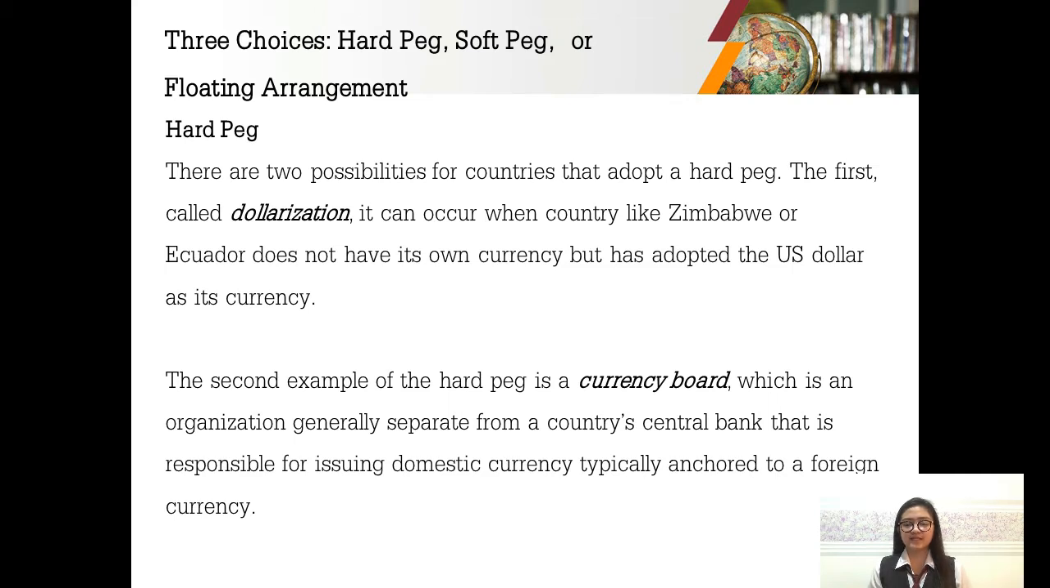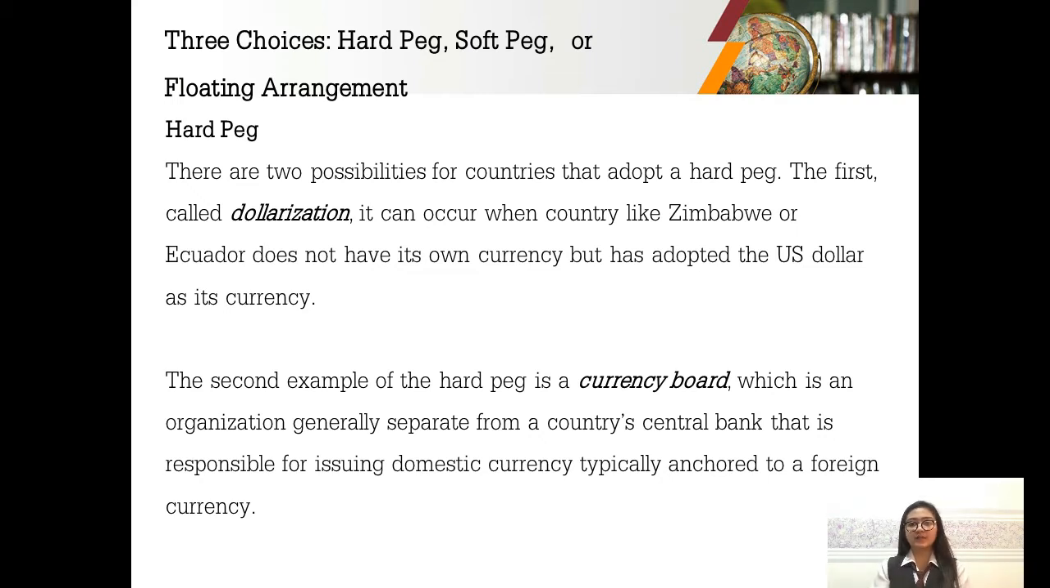There are three choices in the exchange rate agreements: the hard peg, the soft peg, or the floating arrangement. The hard peg. There are two possibilities for countries that adopt a hard peg. The first is called dollarization. It can occur when a country like Zimbabwe or Ecuador does not have its own currency but has adopted the US dollar as its currency. The second example of the hard peg is the currency board, which is an organization generally separated from a country's central bank that is responsible for issuing domestic currency, typically anchored to a foreign currency.